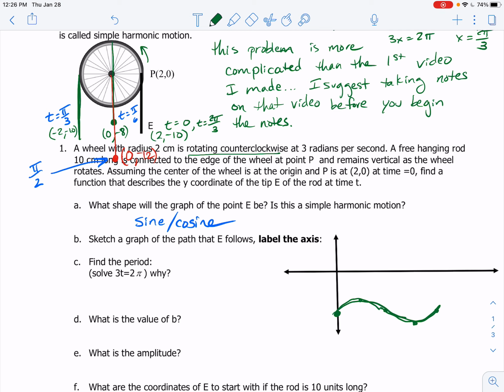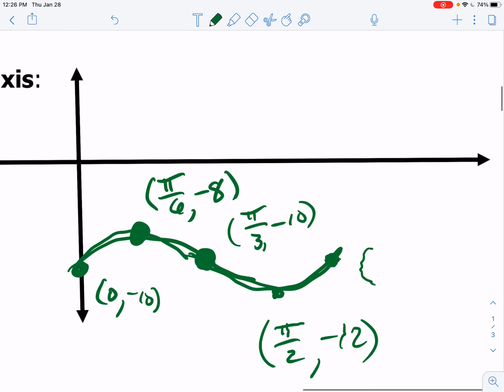Okay. Sketch a graph of, so this is the point, what did we say? 0, negative 10. This point right here, we said was the point pi over 6, negative 8. This right here is the point pi over 3, negative 10. This is a mess. I'm so sorry. This is the point pi over 2, negative 12. And then we come back to, wow, okay, hang on.